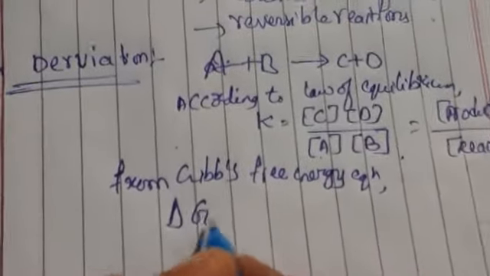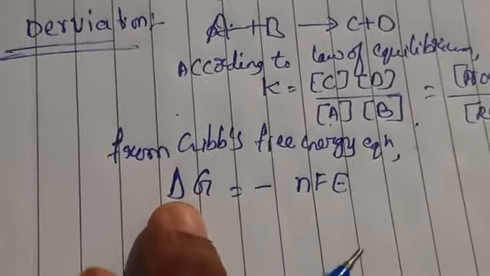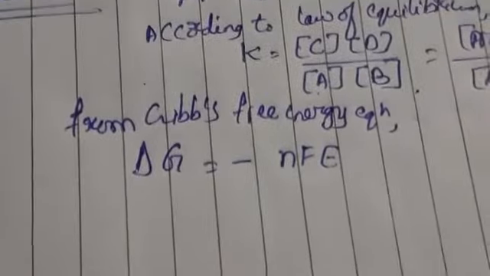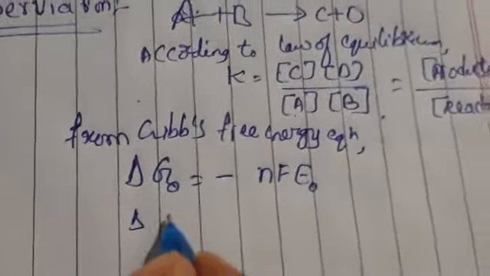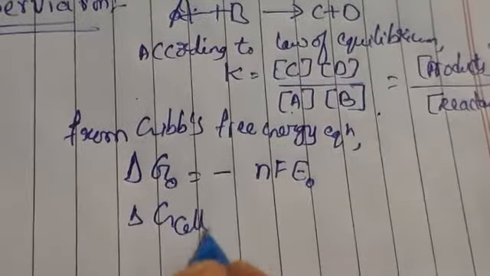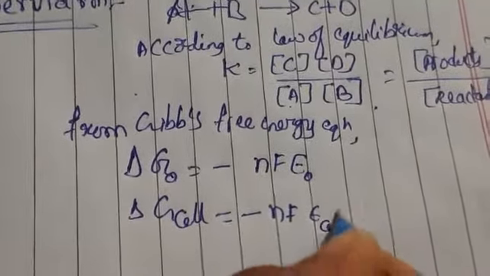From the Gibbs free energy equation, we get delta G is equal to minus nFE. Suppose we are considering electrode potentials. When we are considering the electrode cell, we write this as delta G naught and this as E naught. And if we take cell potential, we take minus nFE cell.